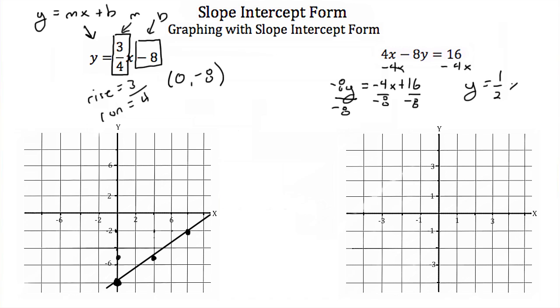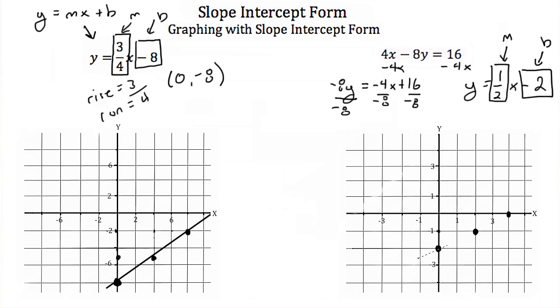1/2 x minus 2. Now here, this is in slope-intercept form, which means 1/2 is our slope, and -2 is our y-intercept. So we're going to go down to 0, -2, which is right there. And then our rise is 1, and our run is 2. So we're going to go up 1 and over 2, put a point right there. And then up 1 and over 2 again, put a point right there.